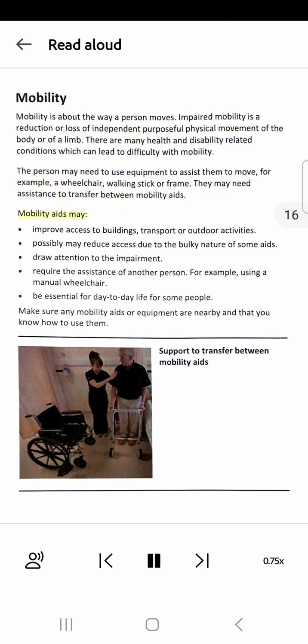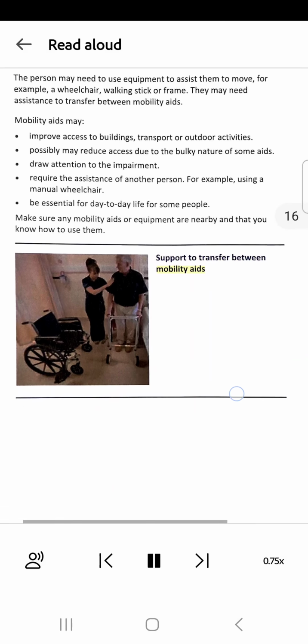Mobility aids may improve access to buildings, transport or outdoor activities. They may also reduce access due to the bulky nature of some aids, draw attention to the impairment, require the assistance of another person, for example, using a manual wheelchair, and be essential for day-to-day life for some people. Make sure any mobility aids or equipment are nearby and that you know how to use them. Support to transfer between mobility aids.